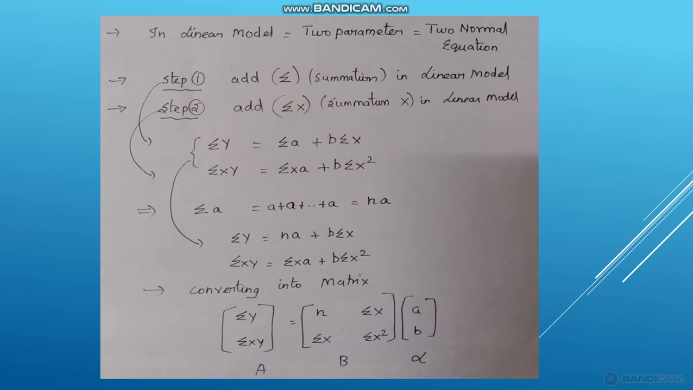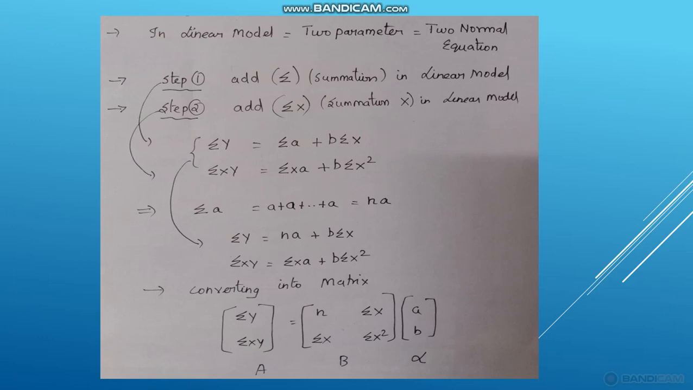In the second step we want to add summation of x in the model. The model is y is equal to a plus bx, so in the model we multiply by x and add the summation. That is summation of xy is equal to summation of x into a plus b into summation of x squared.